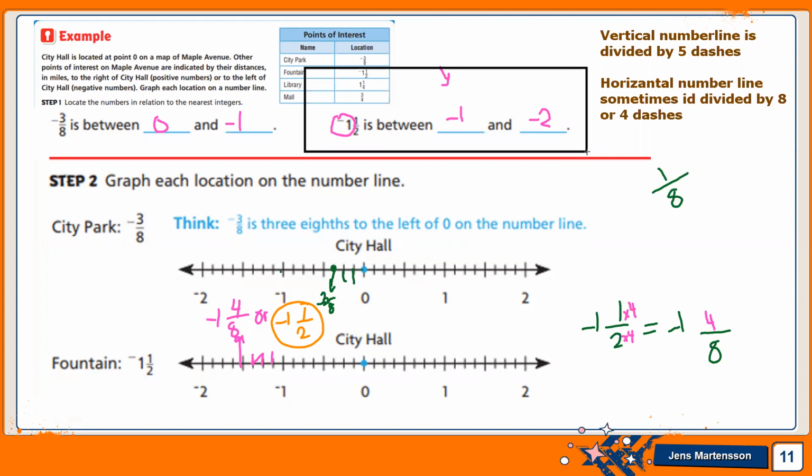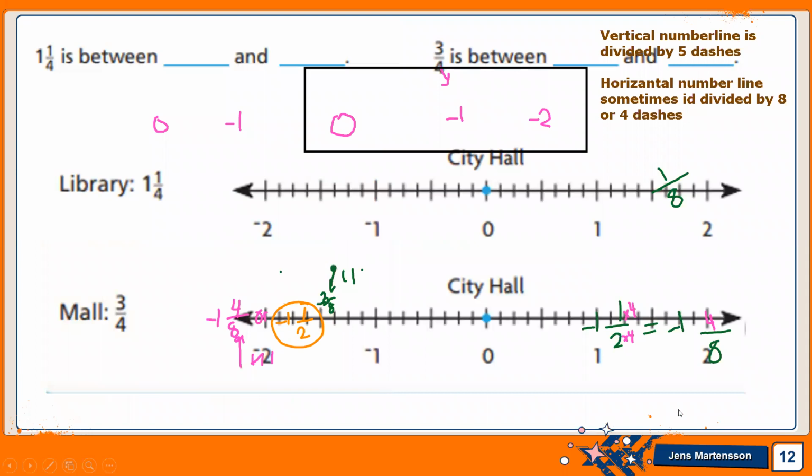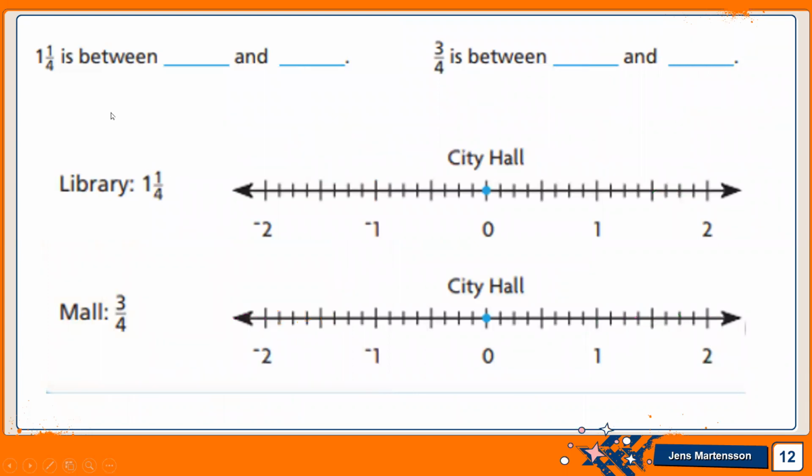But I divided the example into two parts. Okay, yeah, the next one now. Here, we have 1 and 1/4. Yes, yeah, Rand.